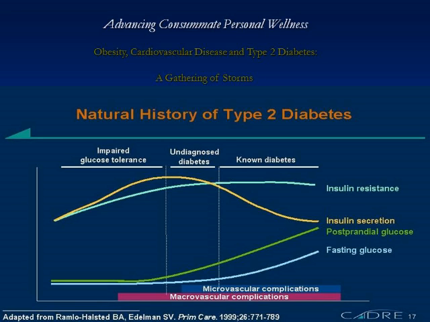So as we know around known diabetes, once insulin secretion tends to dip precipitously, we then see a parallel increase in the fasting blood glucose, which would be a hallmark of that diagnosis.